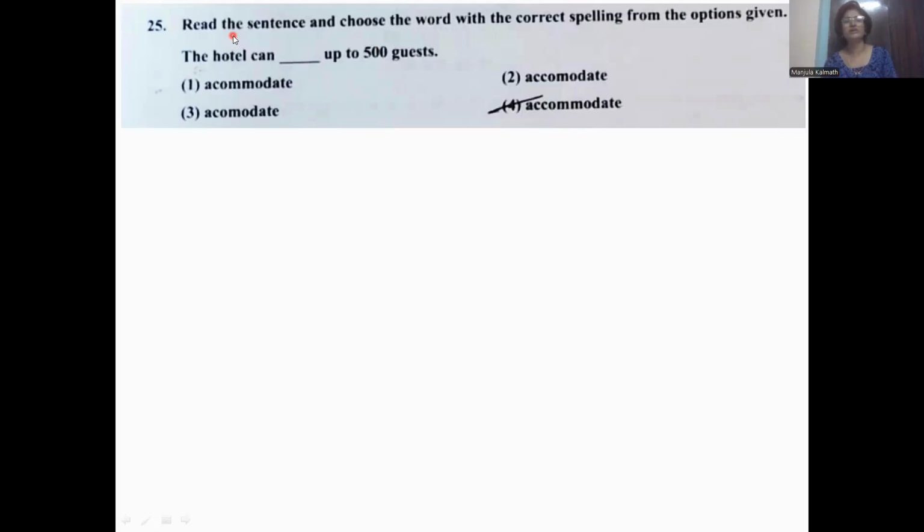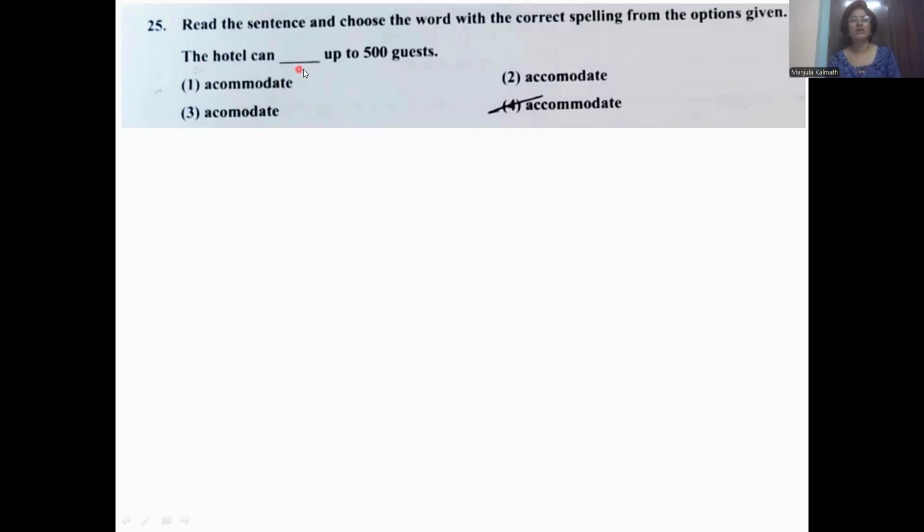Now, the next question is: read the sentence and choose the word with the correct spelling from the options given. The hotel can accommodate up to 500 guests. It is a very simple question. Given four options, we just need to find the proper word without a spelling mistake.